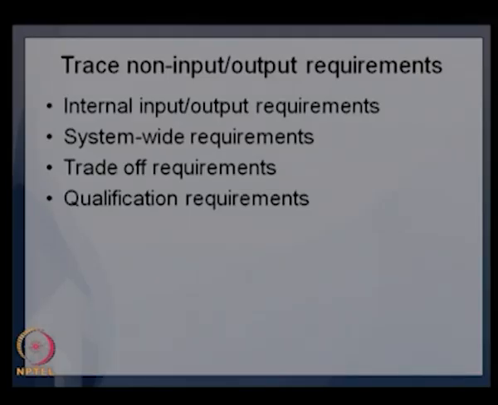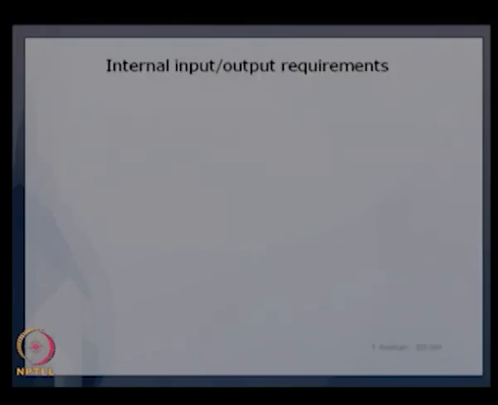The other one is how we get the trade-off requirements, and then how we get the qualification requirements of the system. So all these things need to be analyzed using the allocation architecture. So we go one by one. We will look at the internal input output requirements and how we actually trace these requirements and then get the allocation architecture.